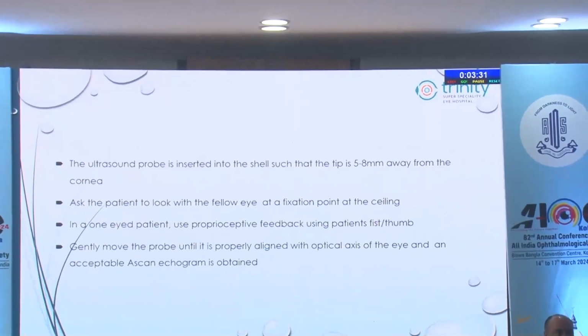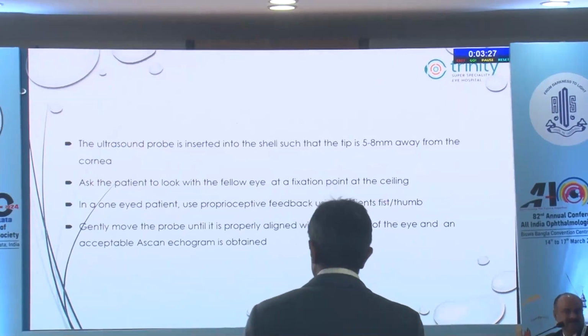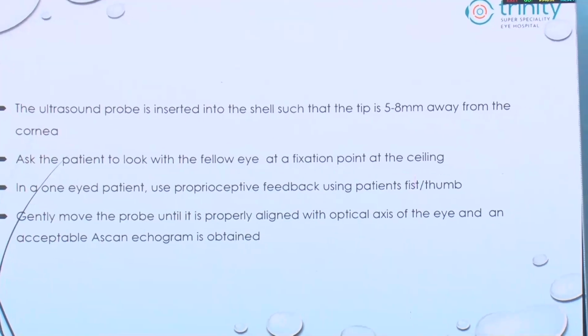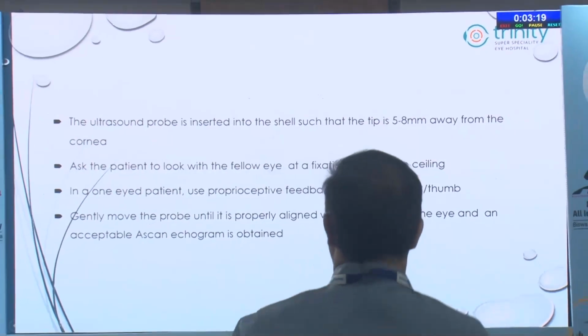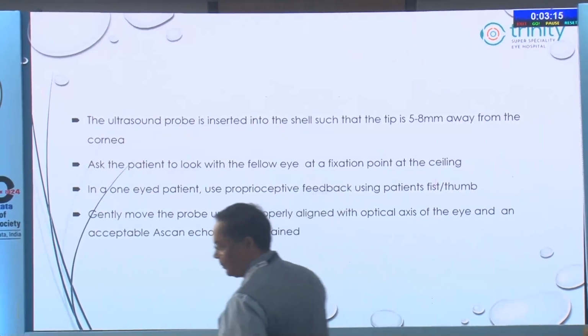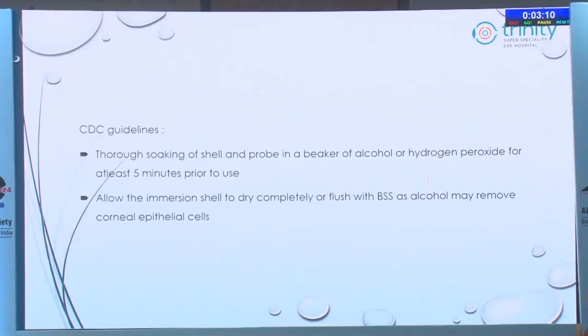Okay. The ultrasound probe is inserted in the shell such that it is around 5 to 8 millimeter away from the cornea. Ask the patient to look with the fellow eye at the fixation point at the ceiling. In one eye patient, you can use proprioceptive stimulus, and gentle movement of the probe will align the probe and it will start giving the reading.